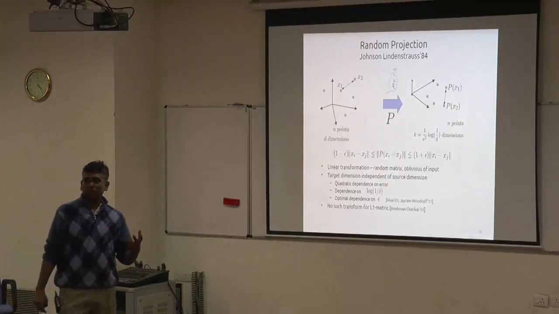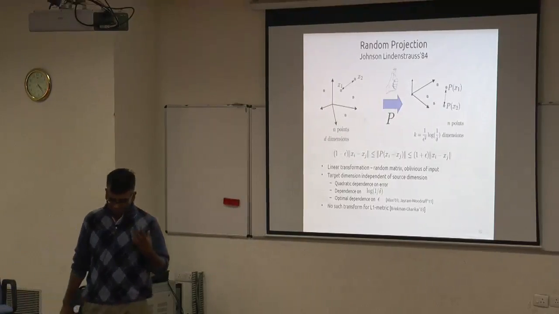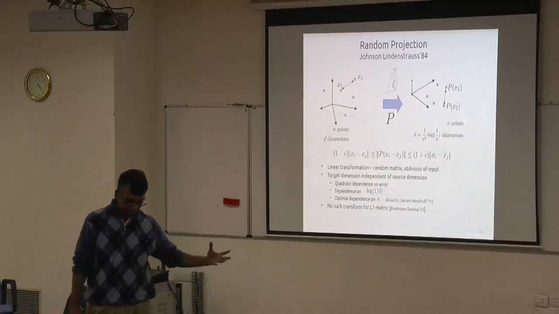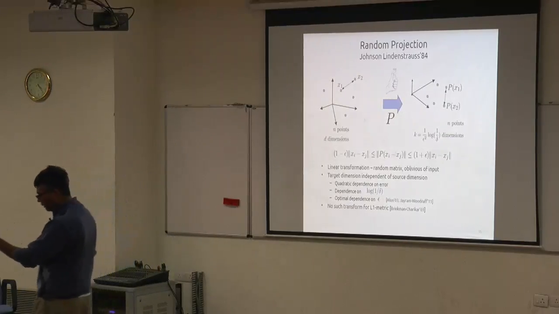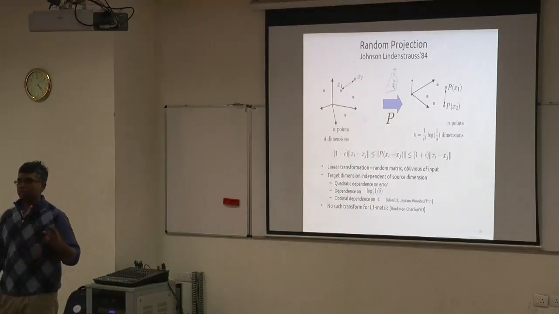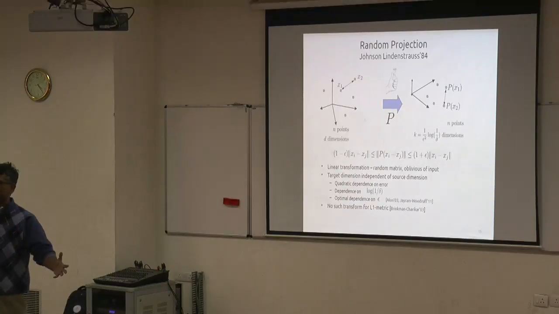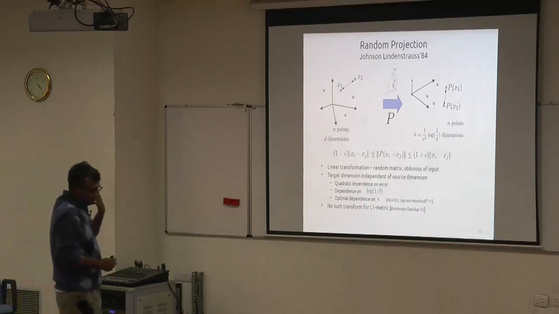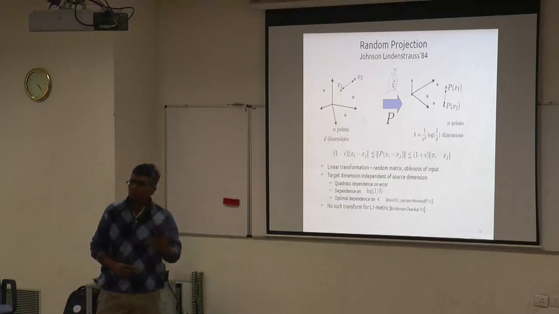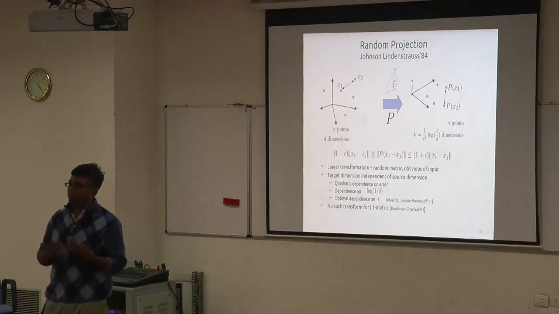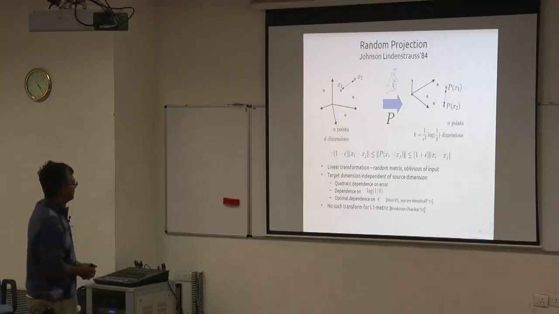And then, can you find a mapping from this d-dimensional space to some other low-dimensional space, so that all the pairwise distances between the points are preserved with very high probability? Turns out you can do this, and in a sense, the projection does not even need to look at the data. It's an oblivious projection that will perform nicely with very high probability.